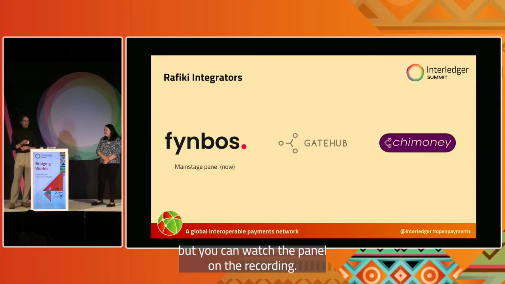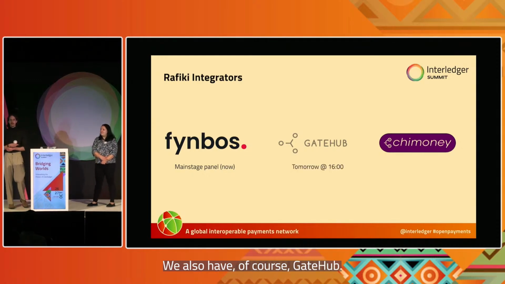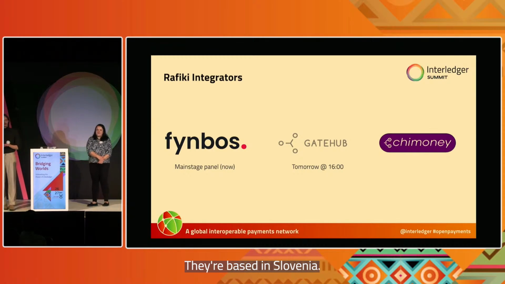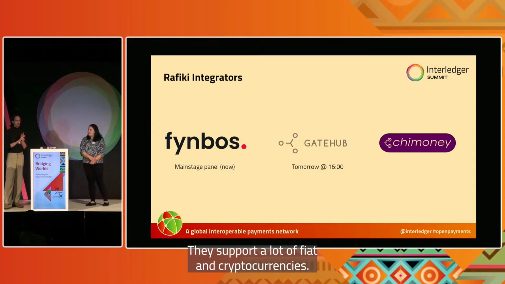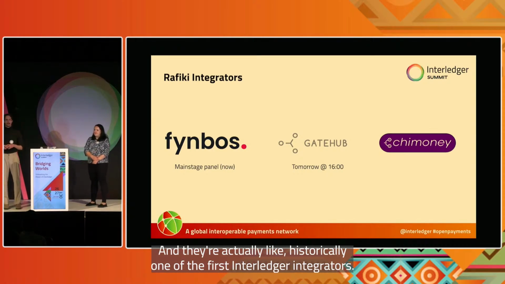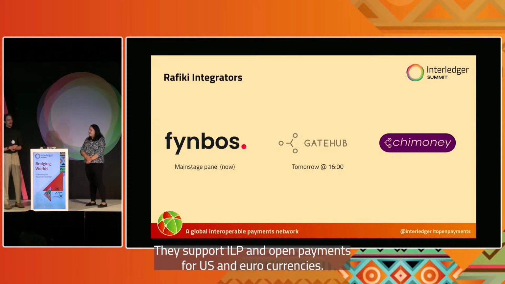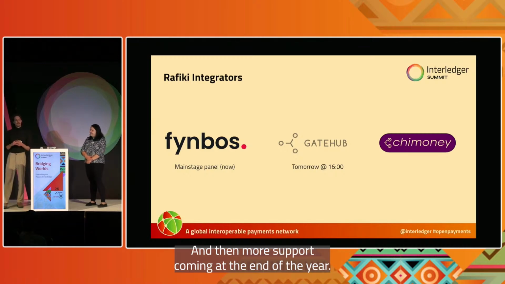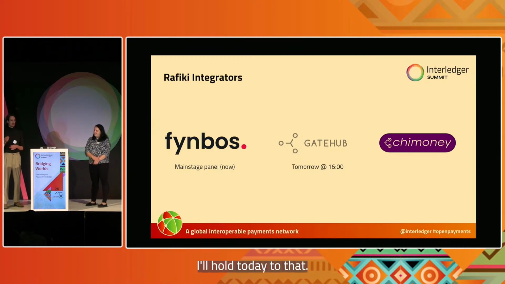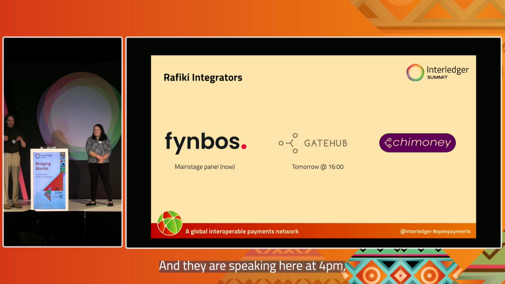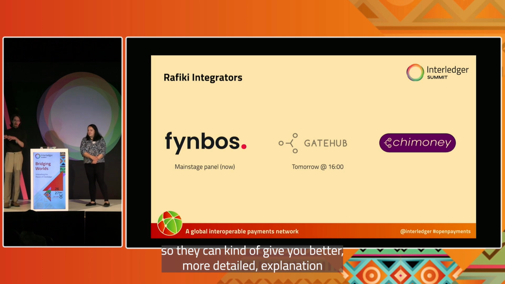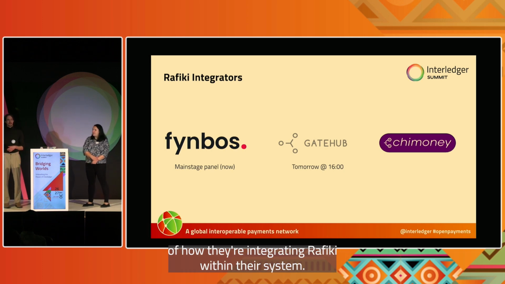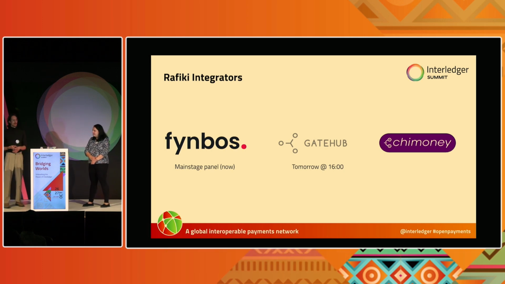We also have, of course, GateHub. GateHub is a multi-currency wallet based in Slovenia. They support a lot of fiat and cryptocurrencies, and they're historically one of the first Interledger integrators, so they've been with us for a long time. They support ILP and Open Payments for US dollars and euros, with more support coming at the end of the year. I'll hold them to that. They are speaking here at 4 p.m., so they can give you a more detailed explanation of how they're integrating Rafiki within their system.